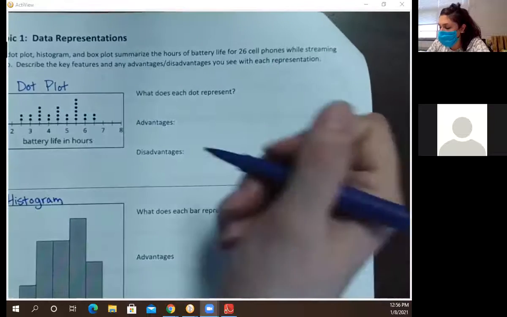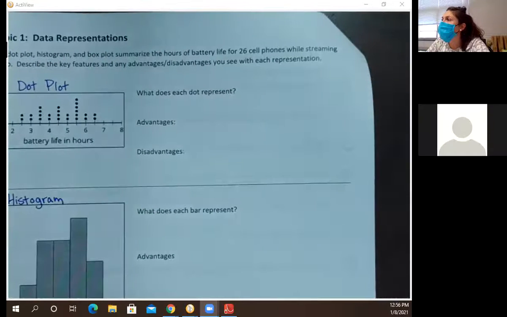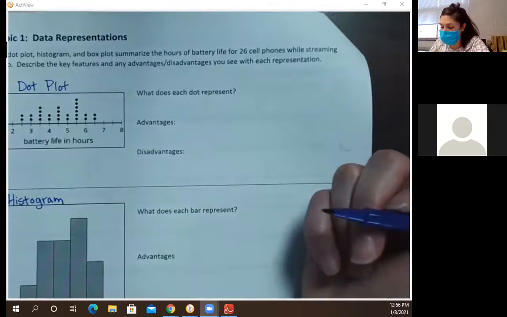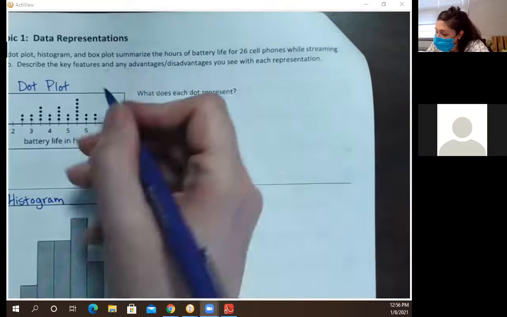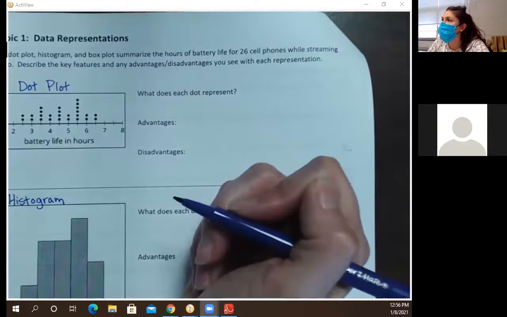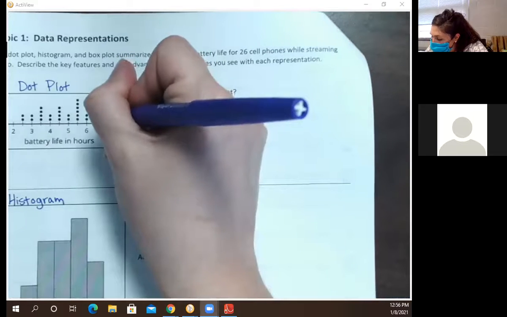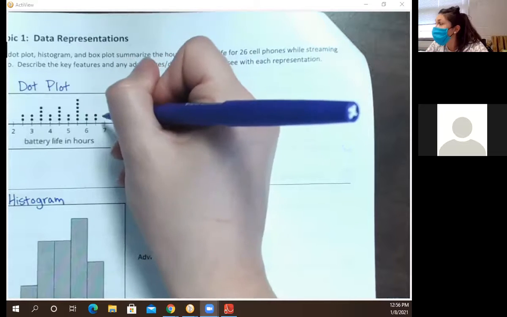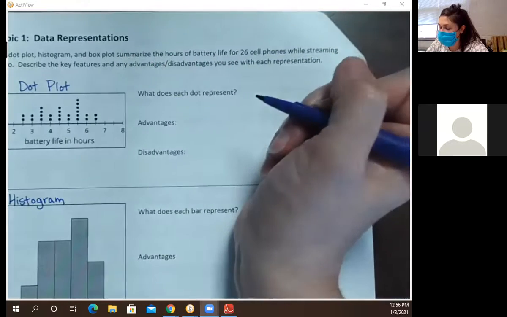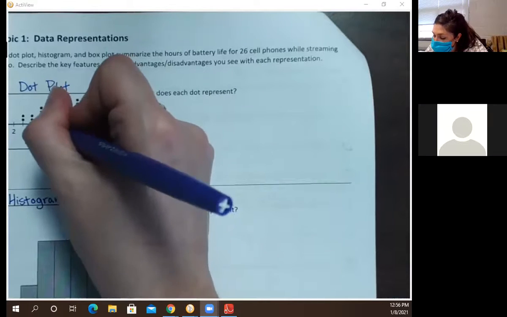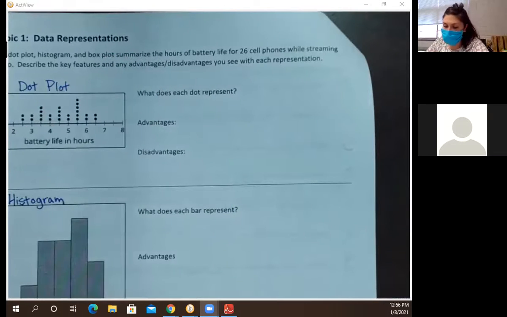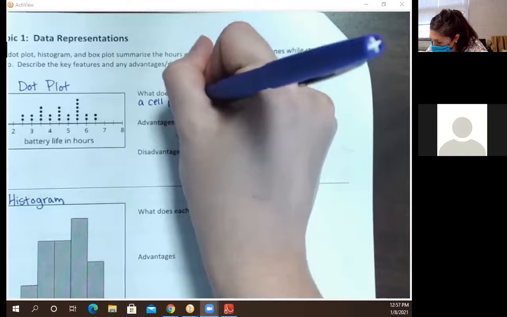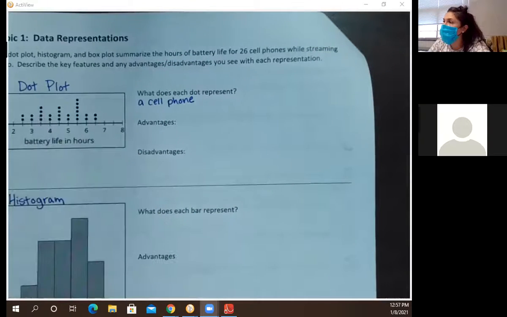So for our dot plot, all of these little dots represent cell phones. So every single cell phone, if I counted these all up, there would be 26 dots because I had 26 cell phones. They represent every single cell phone that we had. And specifically, they represent how long the battery lasted for each cell phone. So I've got a dot here that represents a cell phone that lasted 6.5 hours. And then the other dot here is another cell phone that lasted 6.5 hours. Here, I've got several cell phones that lasted 3.5 hours. Those are all individual cell phones. So every single dot represents a cell phone. And the number that it's over represents its battery life.